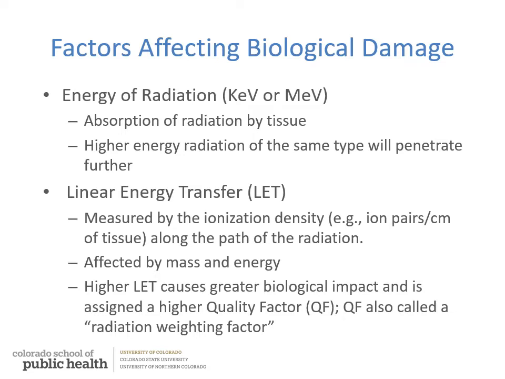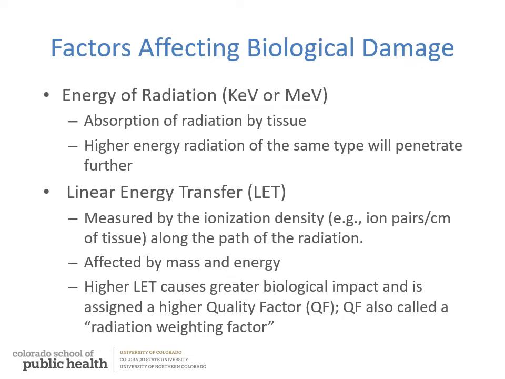Now, the other part that affects biological damage is what's called linear energy transfer, which is essentially measured by the ionization density, the number of ion pairs per centimeter of tissue along the path of the radiation. Now, these things tend to travel in straight lines until they hit something. So LET, the linear energy transfer, is affected by mass of the particle and energy, and higher LET causes greater biological impact and is assigned a higher what's called quality factor, or a radiation weighting factor.